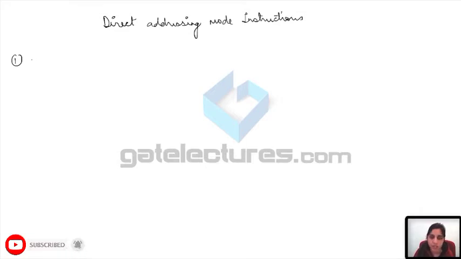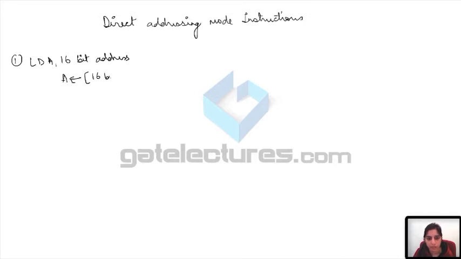Fine. So the first instruction that we're looking at in direct addressing mode is LDA 16-bit address. What it is going to do is load the accumulator with the data located at the memory location pointed to by the 16-bit address. A is going to be loaded with the contents of the 16-bit address given in the instruction itself. Okay, load accumulator with the data in the 16-bit address. So the size of this instruction is going to be 3 bytes. 1 byte is going to be the opcode and 2 bytes is going to be this 16-bit address.